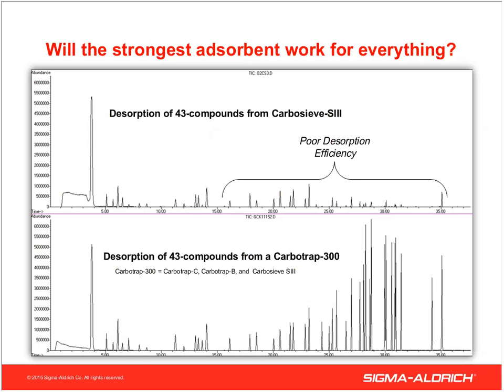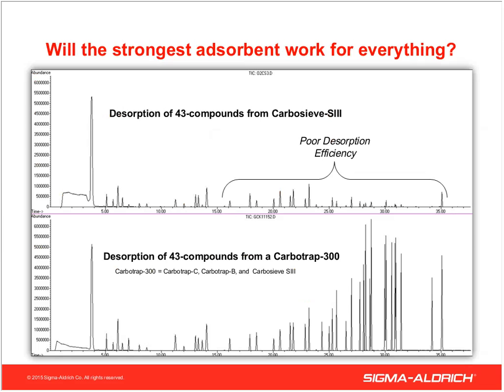So this slide shows what happens when we desorb a wide range of VOCs from a strong carbon molecular sieve. Oftentimes we'll get the question, why can't I just use the strongest adsorbent for everything? The top chromatogram is from a single bed Carbosieve S3, and the bottom chromatogram is from a 3-bed multi-bed tube that also contains a Carbosieve S3, but 2 other weaker adsorbents are placed in front of it.